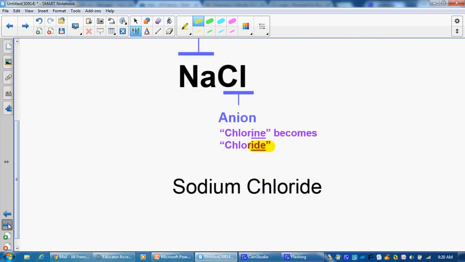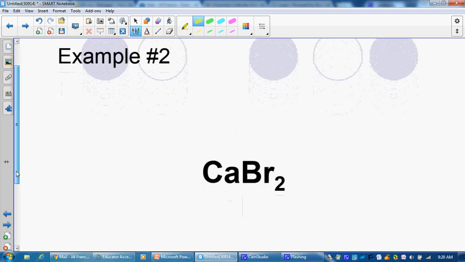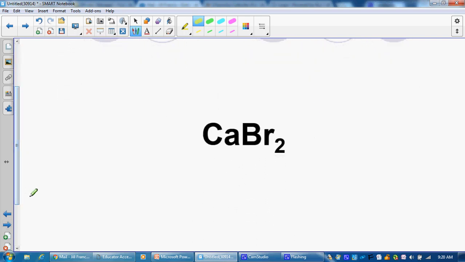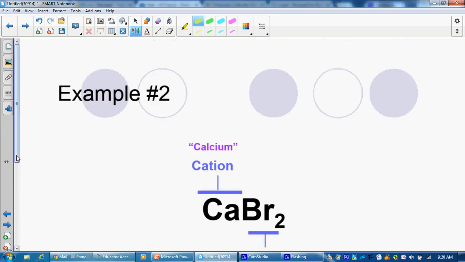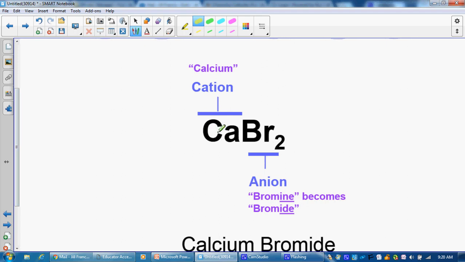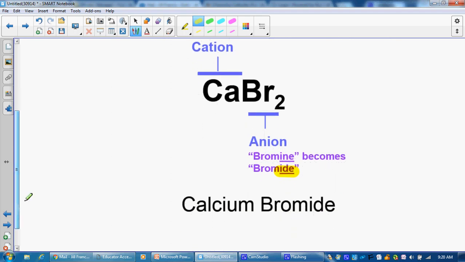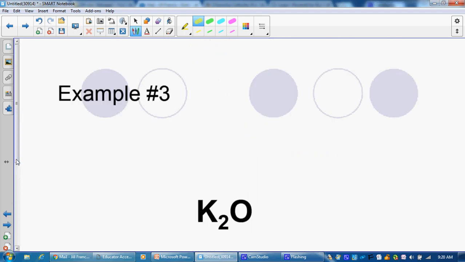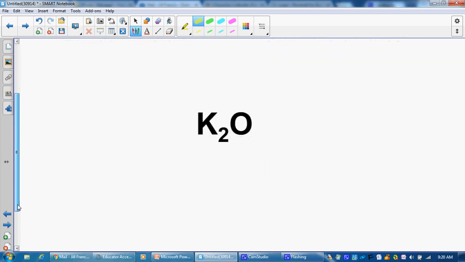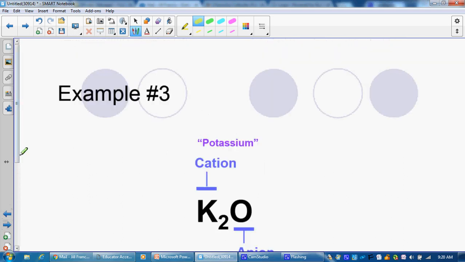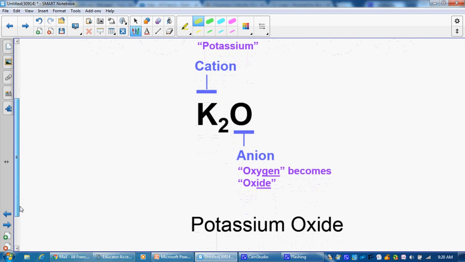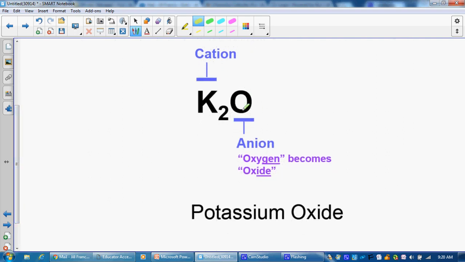and we have sodium chloride. Now you try this one. Pause the video for a second, write the name of this down, and then continue on. So we have calcium, which is the name of our cation or our metal. Bromine is the name of our nonmetal. We end with -ide, so we get calcium bromide. Here's another one. Pause and write down the answer of this one. This one again, potassium. And this is oxygen, so we have to make it oxide. So potassium oxide.